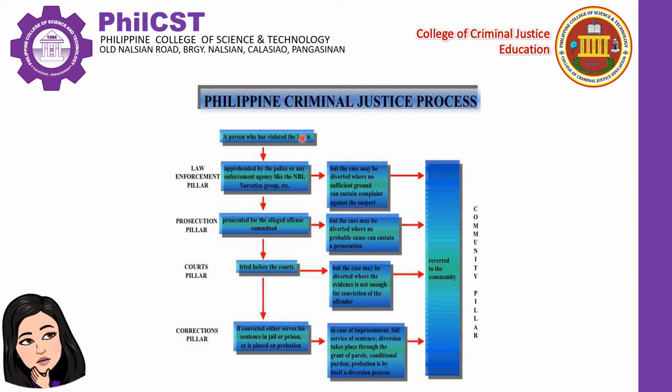The first box is a person who has violated a law. Okay? Ito yung una nating instance. A person who has violated a law. Once a person violated a law, then he will be apprehended by the police or any law enforcement agency like NBI, narcotics group, or kahit na anong law enforcement agency as long as he violated a law. So, sino ang gagawa nito? Ang gagawa nito ay ang law enforcement pillar. Okay? So, ito yung arrow pababa.